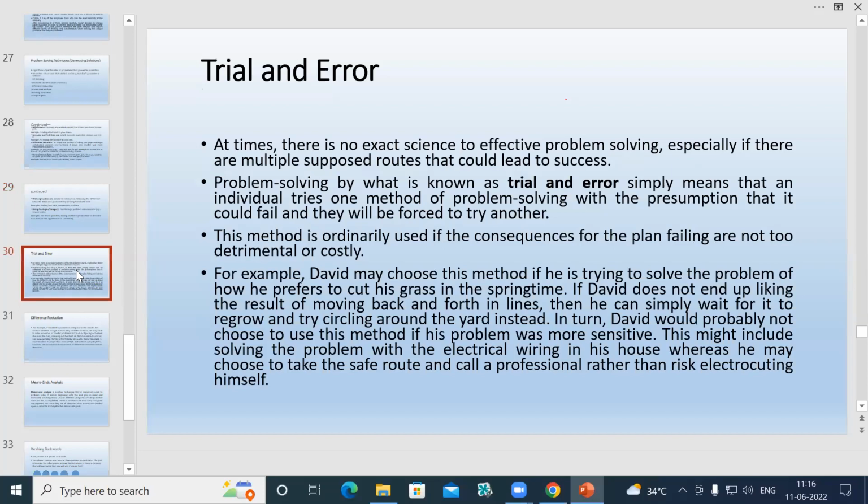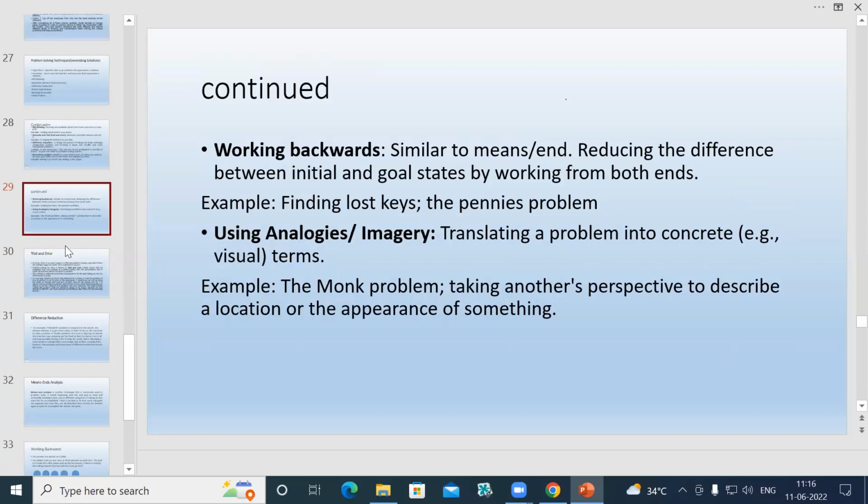And then using analogies and imagery also. This is another way of solving the problem, translating a problem into visual terms. Okay, like the monk problem, taking another perspective to describe a location or appearance of something. You use images to solve the problems. Next slide, please.